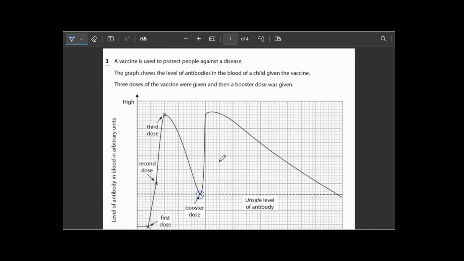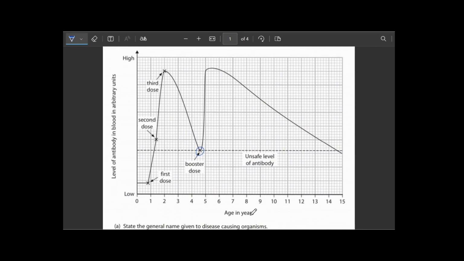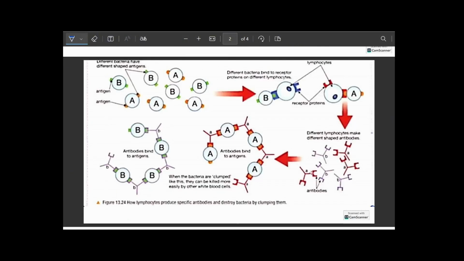So they have provided this graph showing the age in years and the level of antibody in the blood in arbitrary units over here. And the fluctuations of the level of antibodies have been shown. Before we move on to solving this question, let's have a quick review on how vaccination works in our body and how immunity is created. Here I have obtained a diagram.